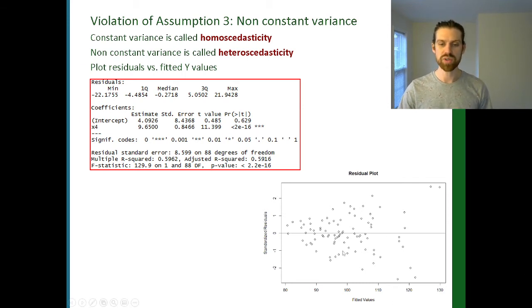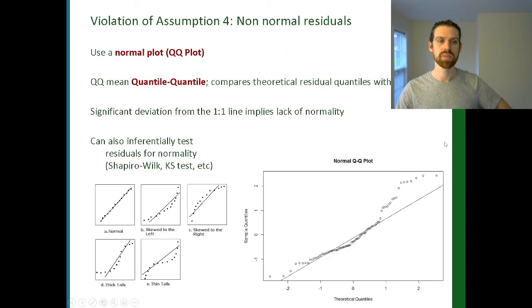Unfortunately here we don't. What we have is the opposite, so homo being the same, whereas hetero being different. We have heteroscedastic residuals essentially, which means that we're getting changes in variance as we fit these values, which is quite concerning.